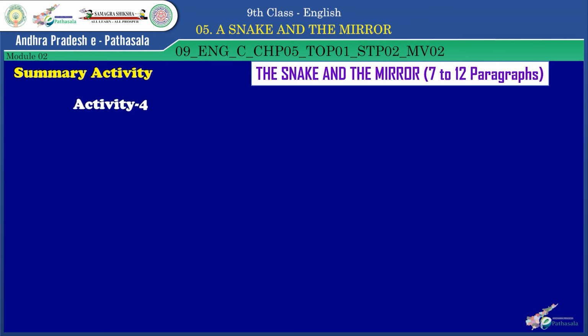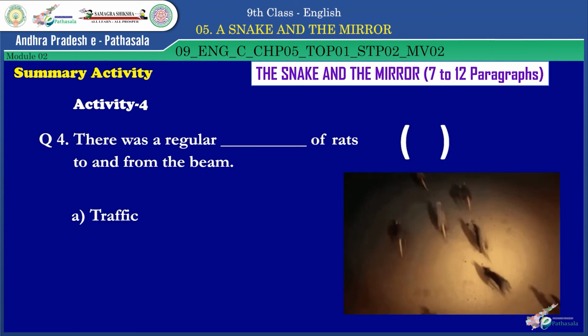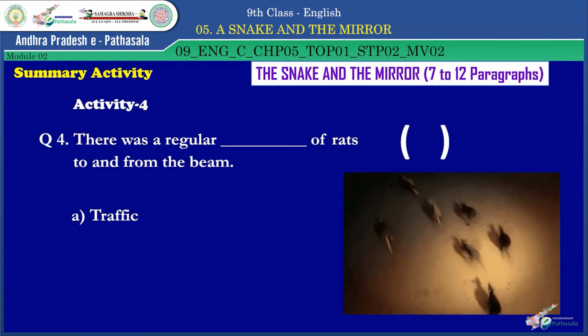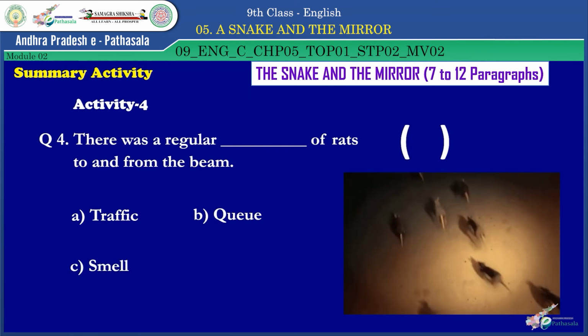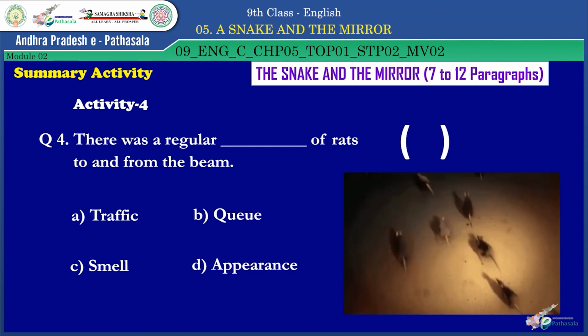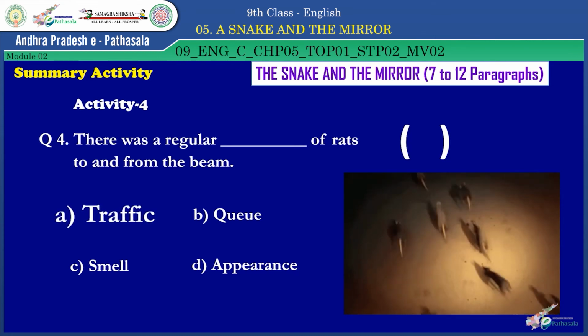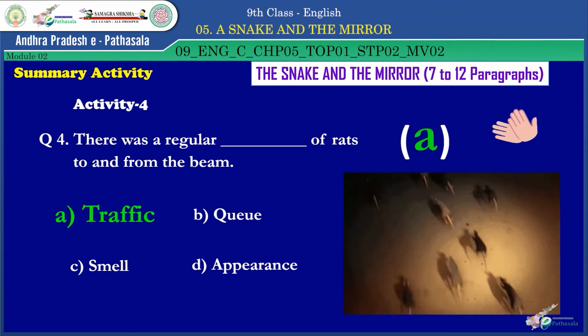Right. The fourth question is, there was a regular dash of rats to and from of the beam. The options are A. Traffic of rats. B. Queue of rats. C. Smell of rats. D. Appearance of rats. Yeah, my dear children, you're right. The traffic of rats is the right answer. A, traffic of rats, is the right answer.